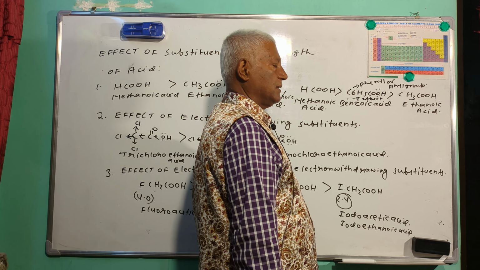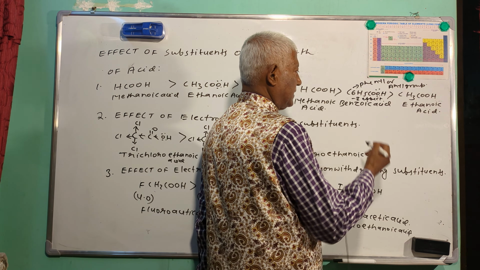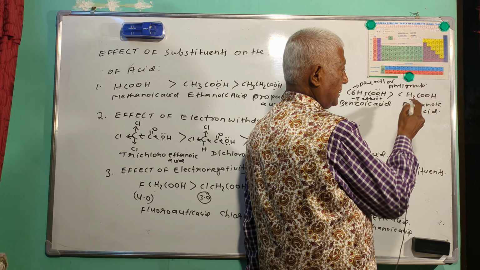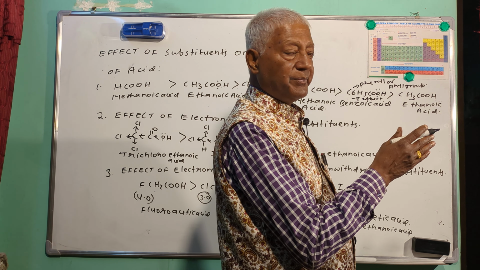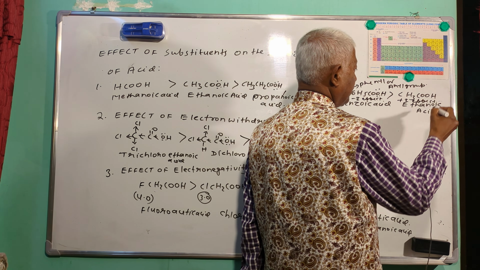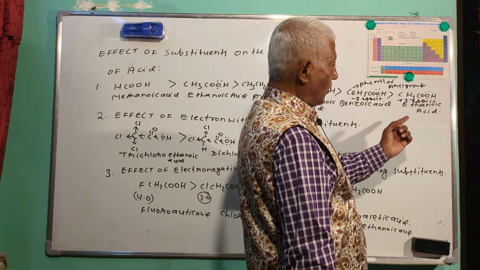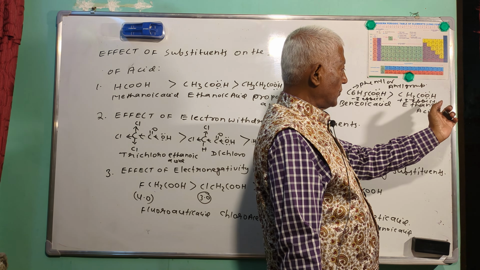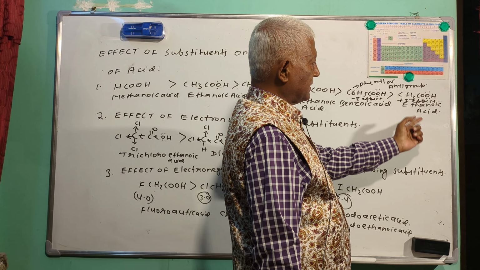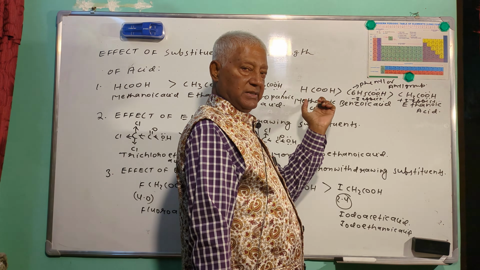And what is the nature of this one? It withdraws electrons, so it has a negative inductive effect. But in the ethanoic case, CH3 is an electron donating or pumping group, so it has a positive inductive effect. It causes more electron density over here. So the bond between O and H is very strong with respect to benzoic acid and methanoic acid. So this acid is very weak with respect to benzoic acid and methanoic acid.